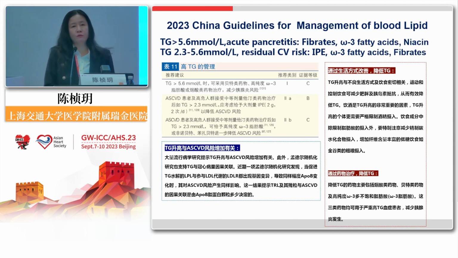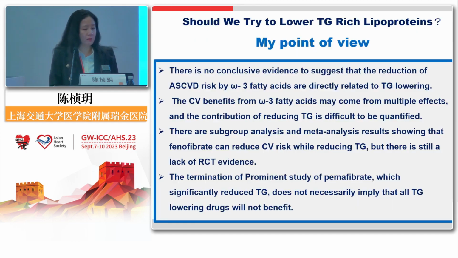The recommendation for treatment is actually quite similar to that in Europe, but only the cutoff differs. Europe has two different cutoffs, 1.5 and 2.3. In the China guidelines, it's 2.3 for total residual CV risk reduction, whether using EPA, DHA, or fibrates, but a different degree of recommendation is suggested.